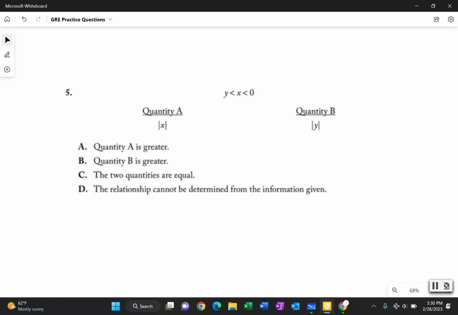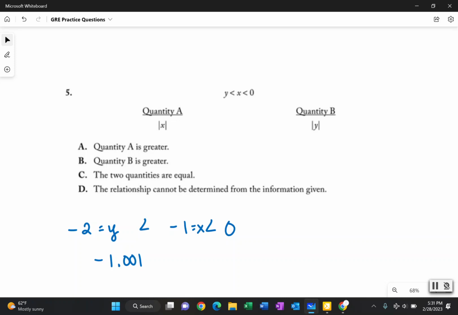Now in this case, that means both values are going to be negative, but y will always be a greater negative value than x. For example, you have negative 2 equal to y, which is less than negative 1, which would be equal to x, which is less than 0. No matter what y is, for example, it could be negative 1.001. And if we took the absolute value of these, y would be greater.